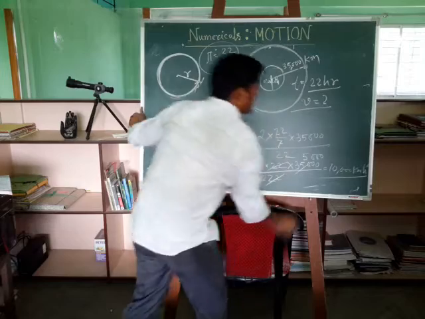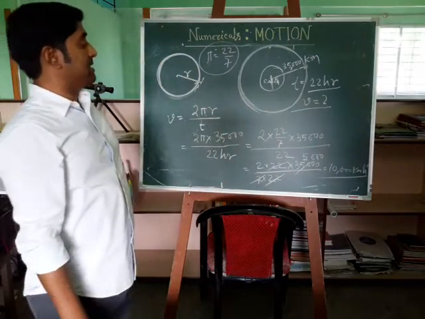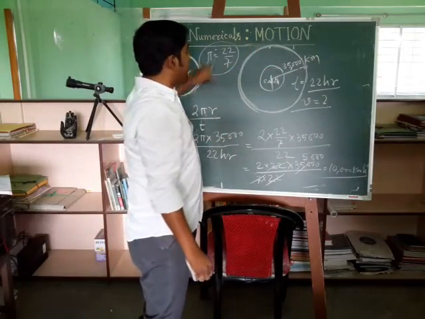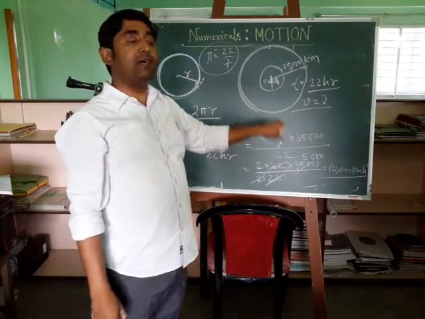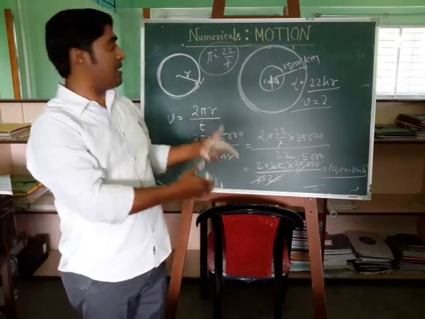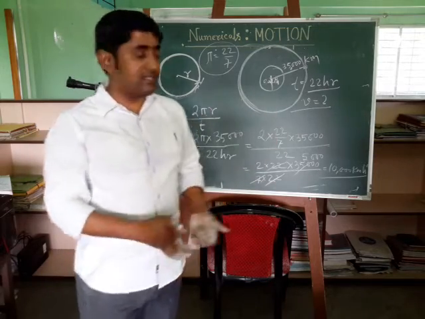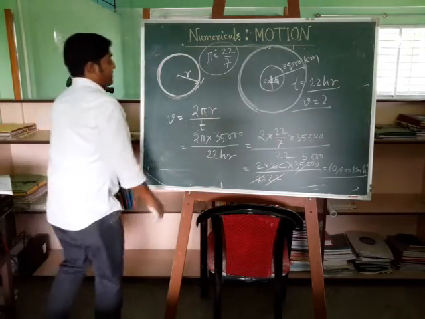So see, the enormous speed. The satellite is going around the earth with the speed of 10,000 kilometers per hour. That's actually easy. If you have this concept, you can very easily tackle this. The next problem, let me wrap this.